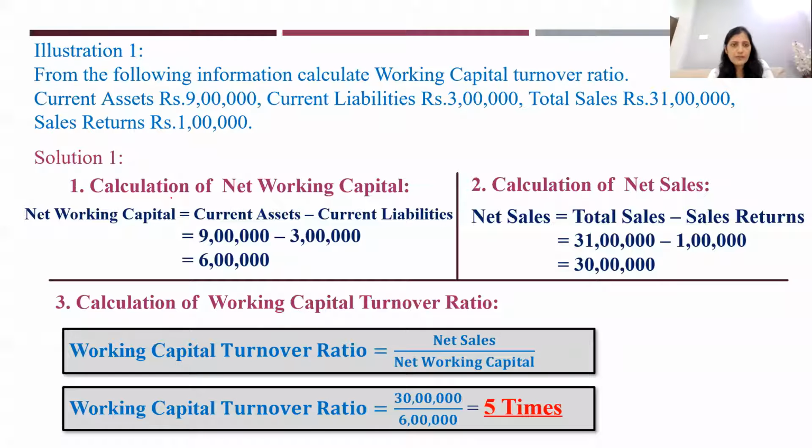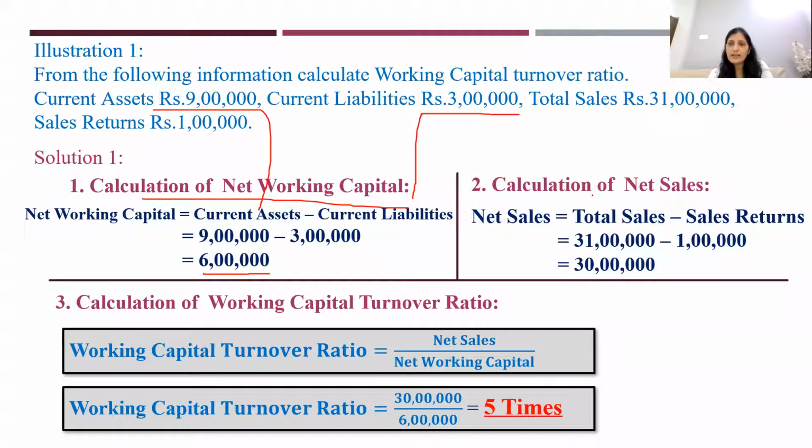So firstly, we'll go for calculation of net working capital. As I've told you, net working capital is equal to current assets minus current liabilities. 9 lakhs minus 3 lakhs. 9 lakhs is what? Current assets. So from here, I have taken the current assets 9 lakhs. Current liabilities is 3 lakhs. I have taken it from here. So 9 lakhs minus 3 lakhs is 6 lakhs. So 6 lakhs is the net working capital.